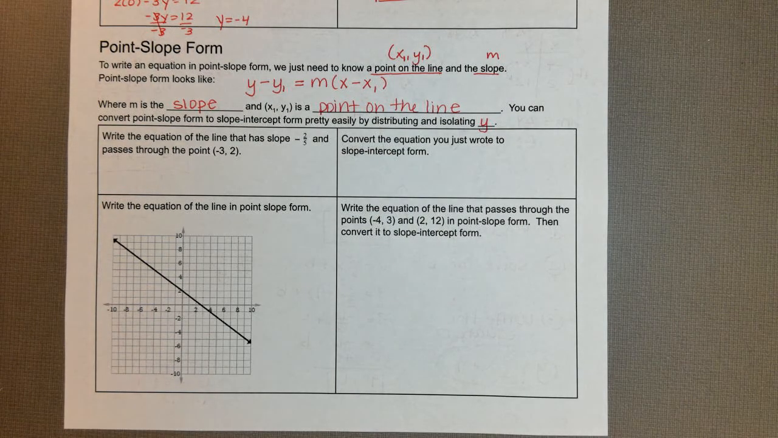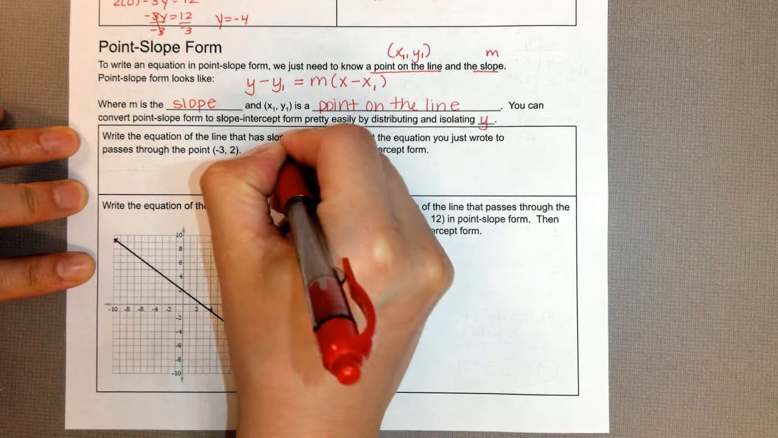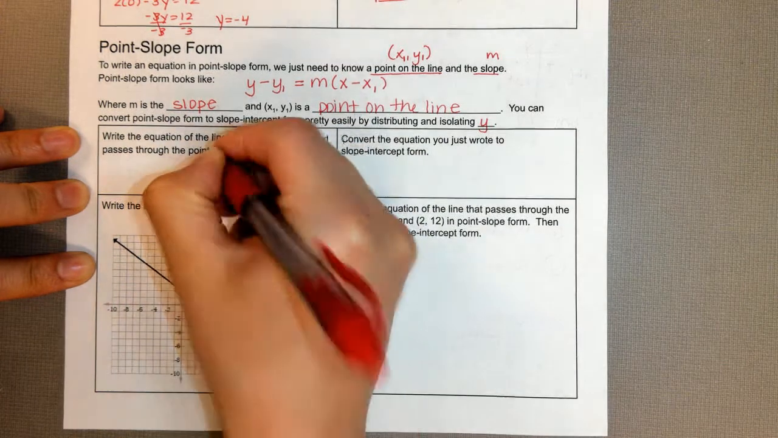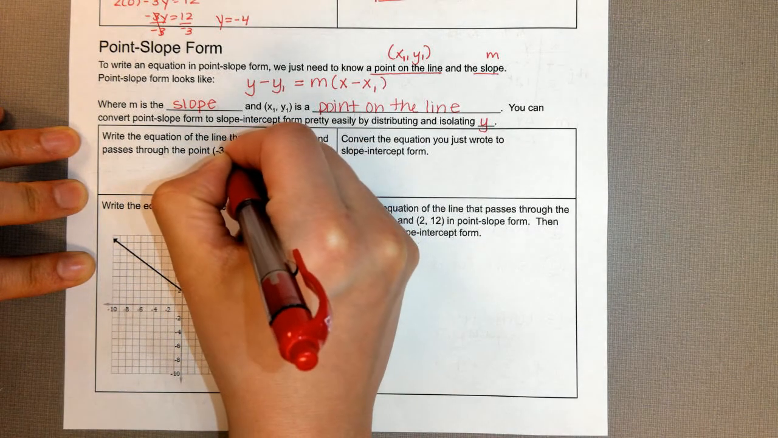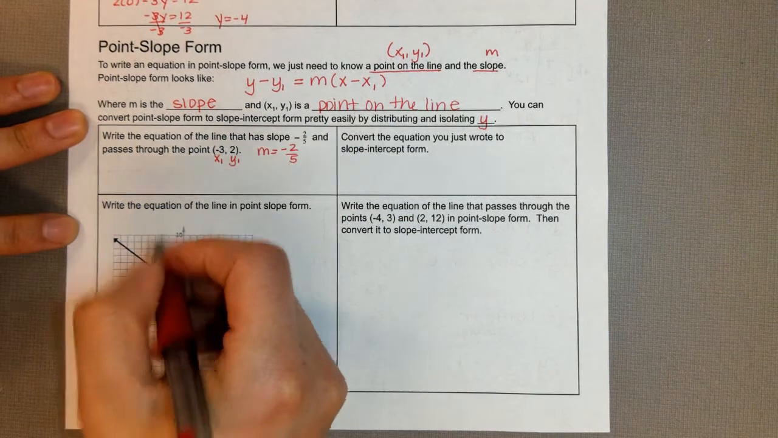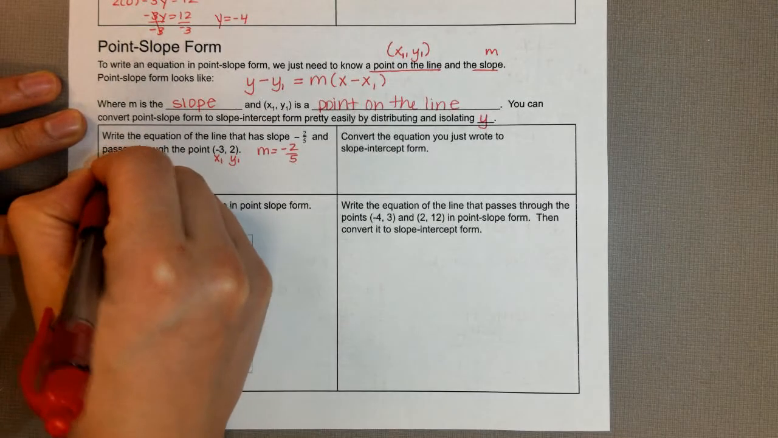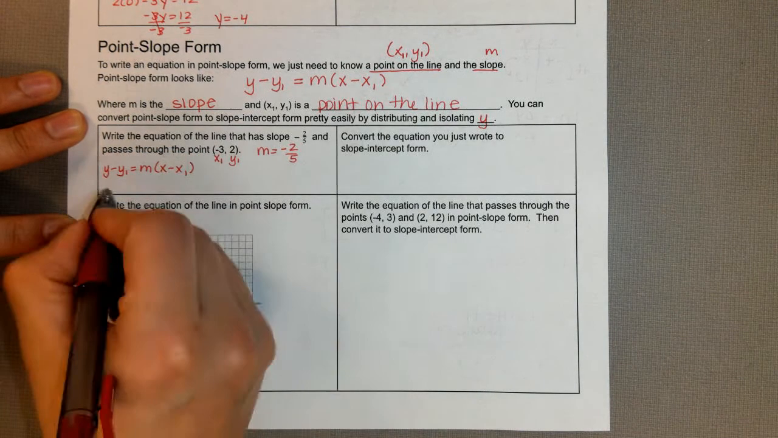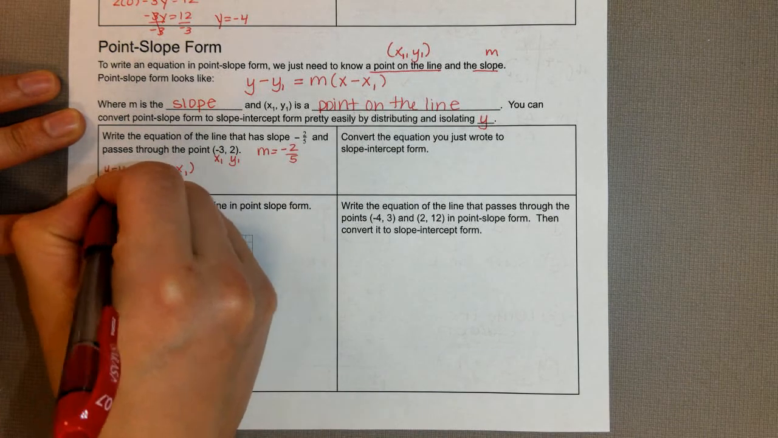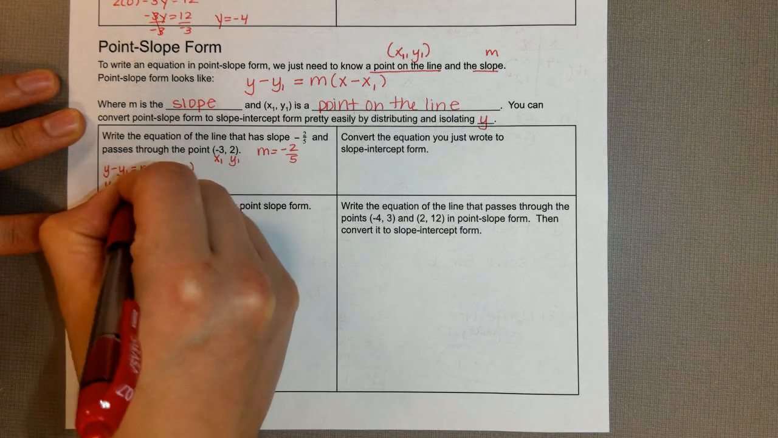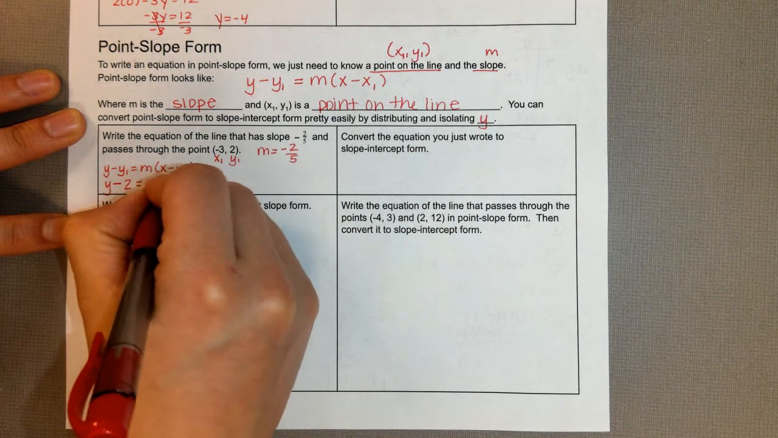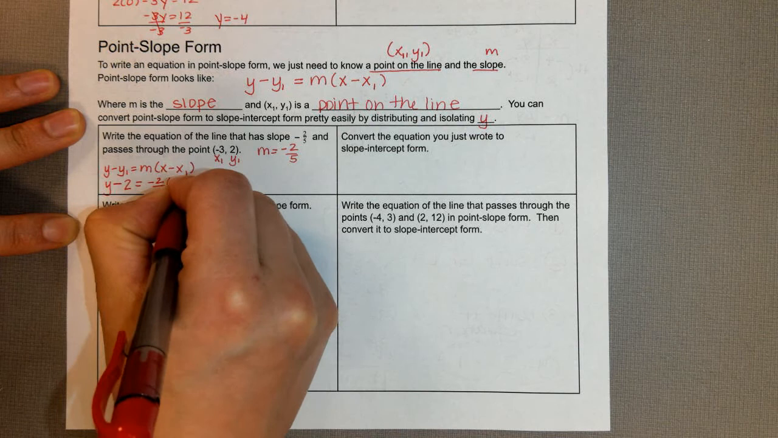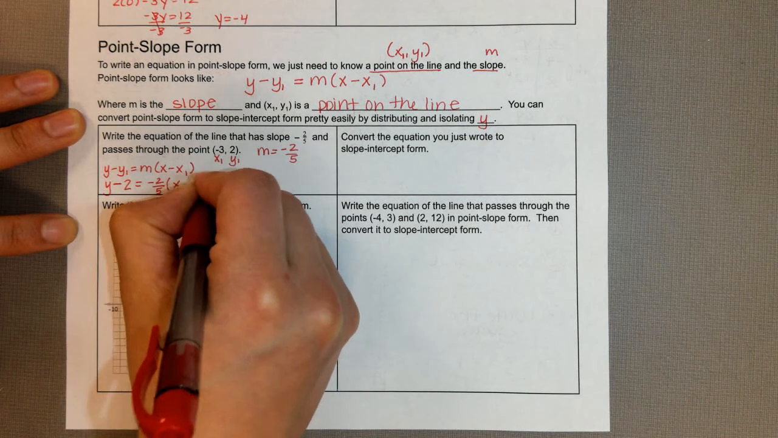It says write the equation of the line that has slope negative 2/5 and passes through the point negative 3, 2. So m equals negative 2/5, and for this point, negative 3 is my x1 and 2 is my y1. If I want to write an equation in point-slope form, I'm going to do y minus y1 equals m times x minus x1. And all I'm going to do, my friends, is put in the stuff that I know. So y minus y1, which is 2, equals my m, negative 2/5, times x minus x1, which is negative 3. So I'm going to put negative 3.